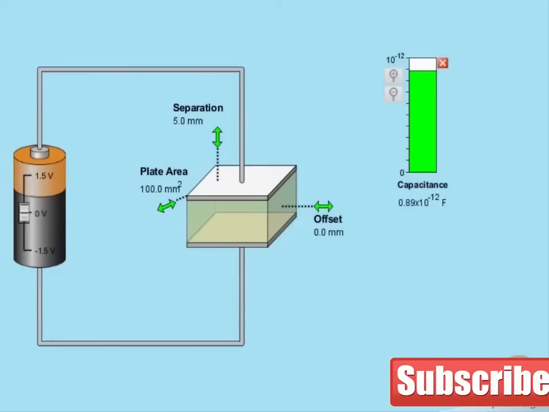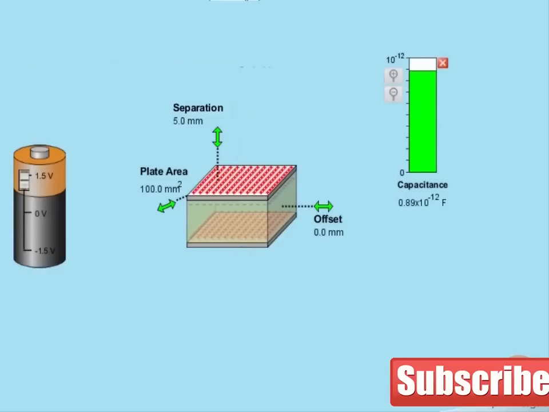The plates are connected, one of them to the positive side of a battery and the other to the negative side of the battery. If we increase the voltage on the battery, we can see what happens to the charges on each of the plates. The positive side has a positive charge, and the negative side has a negative charge. Disconnecting the battery, we see that the charge remains.